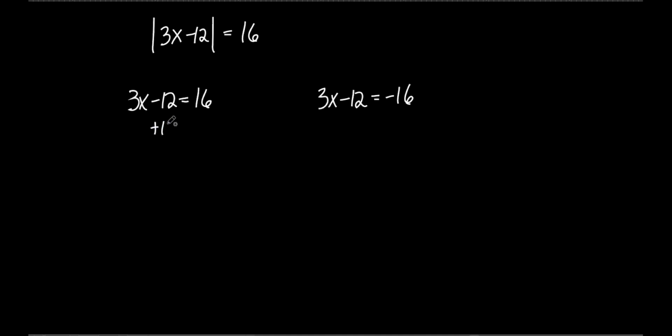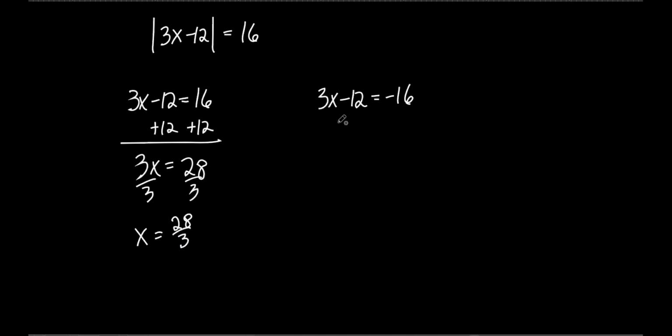Let's do the math. Plus 12, plus 12. 3x equals, what's that, 28? Yep. And then divide by 3. This doesn't come out pretty, but that's okay. The higher up in math, the less pretty your answers are going to be. Nothing goes into it, so I just keep it 28 over 3. Let's do this. Plus 12, plus 12. I get 3x equals negative 4. Divide by 3, x is negative 4/3.